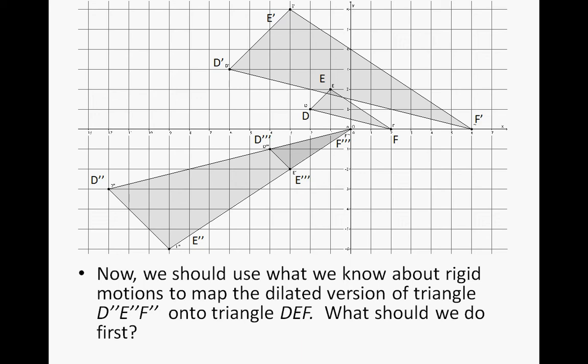All right, so now we should use what we know about rigid motions to map the dilated version of the triangle D double prime, E double prime, F double prime onto DEF. What should we do first? Okay, so take a look at that. How am I going to get D double prime to be DEF?